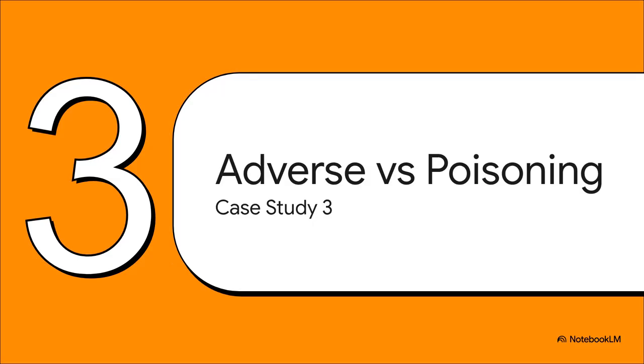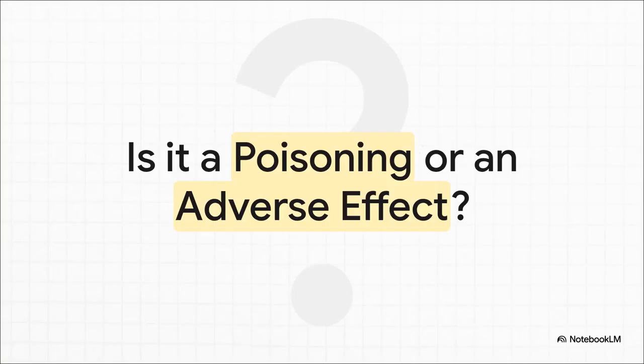Case Study 3, Adverse Effect versus Poisoning. All right, moving on, and this one is a really tricky scenario. Imagine a patient experiencing digoxin toxicity and a cardiac arrhythmia. In scenario A, the patient took the prescribed digoxin exactly as directed. In scenario B, the patient accidentally took a double dose. It's crazy, but a slight change in wording completely flips your entire coding pathway.